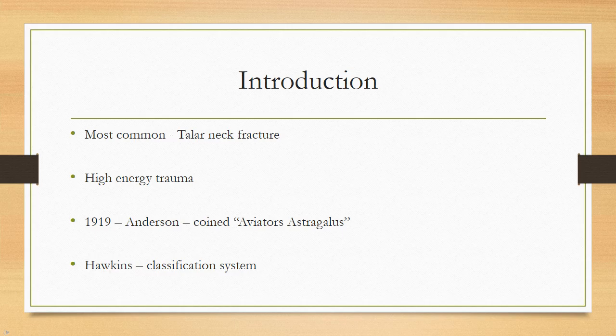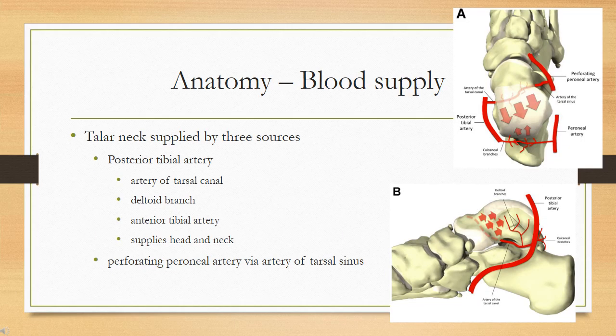Later, Hawkins introduced a classification system for talar neck fractures, which is widely used today. The Hawkins classification helps assess fracture displacement, joint involvement, and the risk of avascular necrosis, making it important for guiding management and prognosis. The blood supply of the talus is precarious and comes from three main sources.